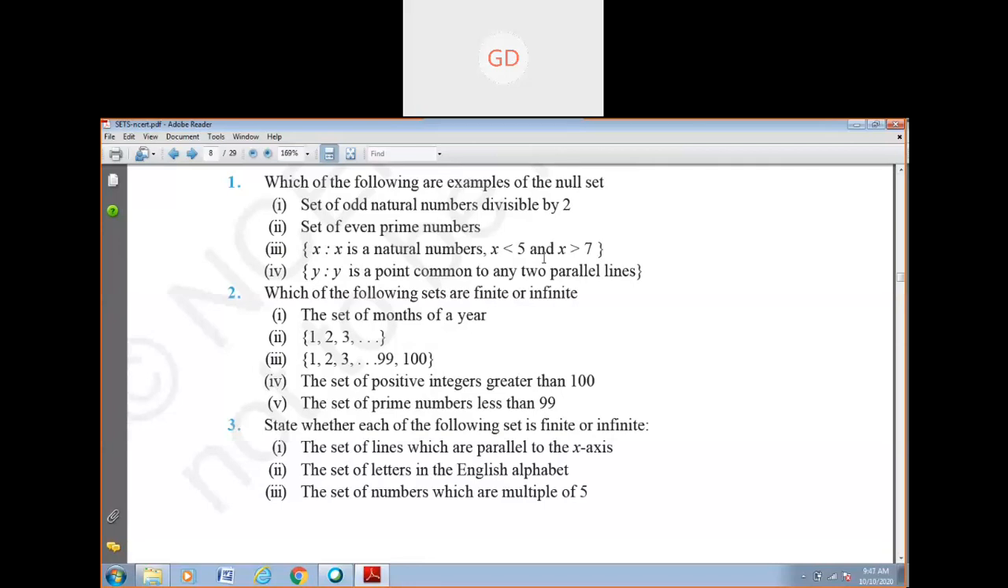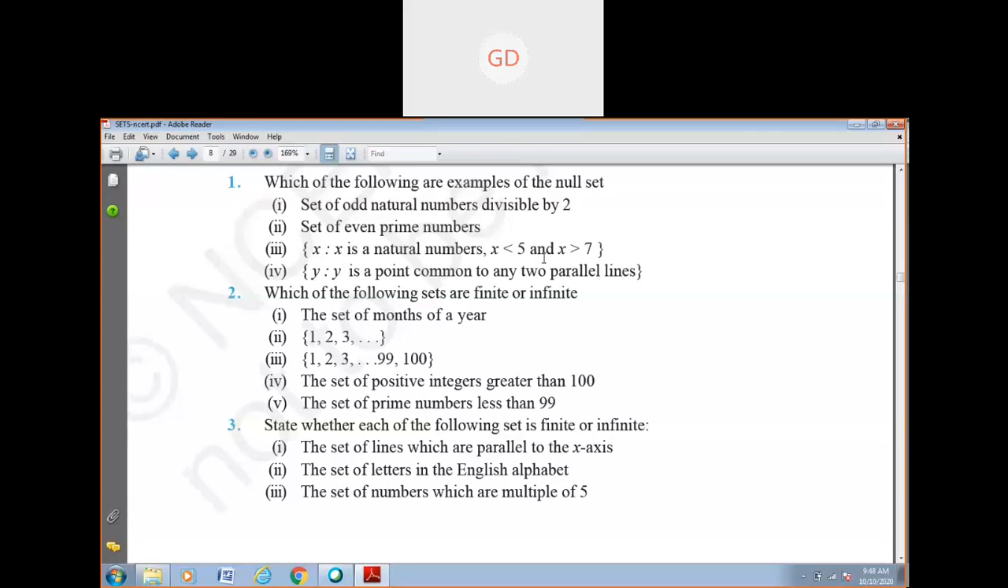The set of positive integers greater than 100: infinite number of positive integers are there, so it is infinite. The set of prime numbers less than 99, obviously it is finite. Similar example, the set of lines which are parallel to the x-axis, infinite, because infinitely many lines you can imagine parallel to the x-axis. The set of letters in the English alphabet: 26, everybody knows that is finite.